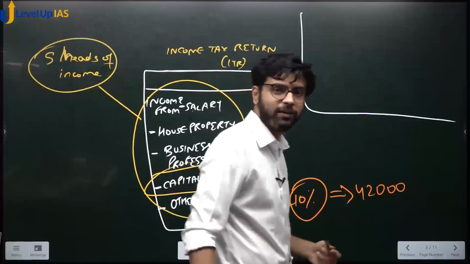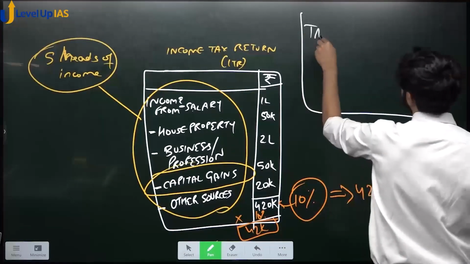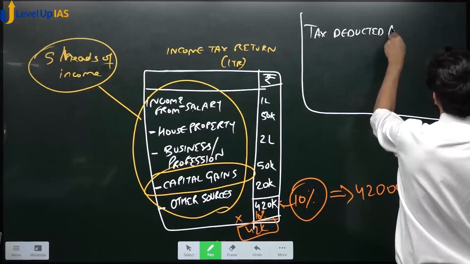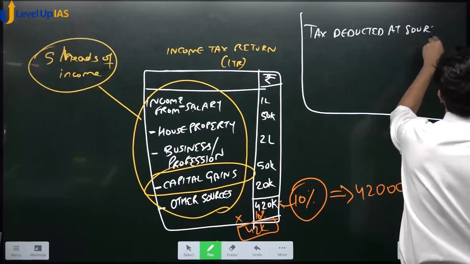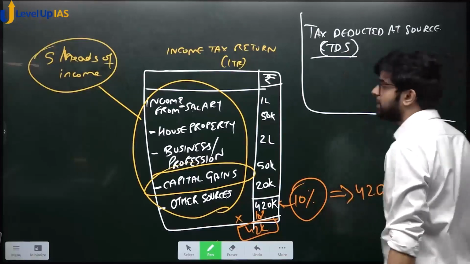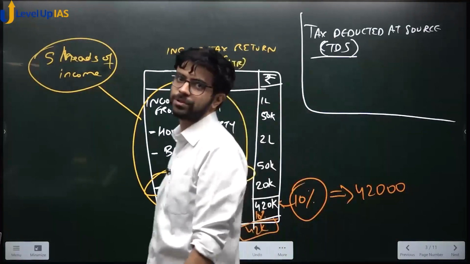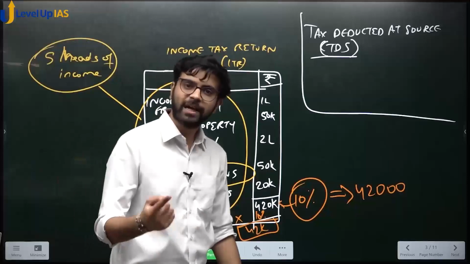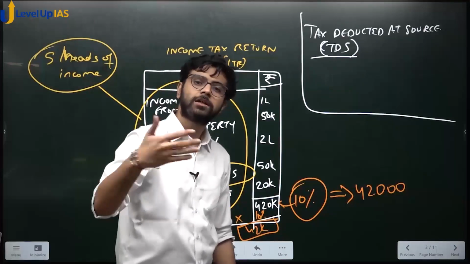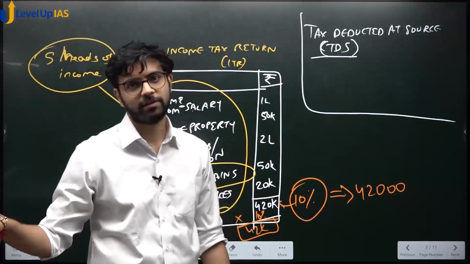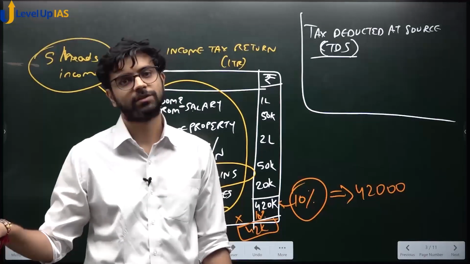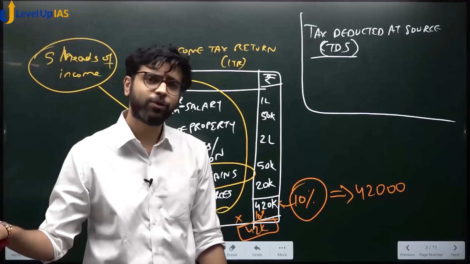So this particular thing, whatever I told you, is called, see this, tax deducted at source. TDS, tax deducted at source. It is called TDS, tax deducted at source. And I give you one example. TDS is cut from salary. TDS is also cut from other types of transactions. Okay, this is TDS, tax deducted at source. Are you understanding this? Are you getting this, what I am saying?